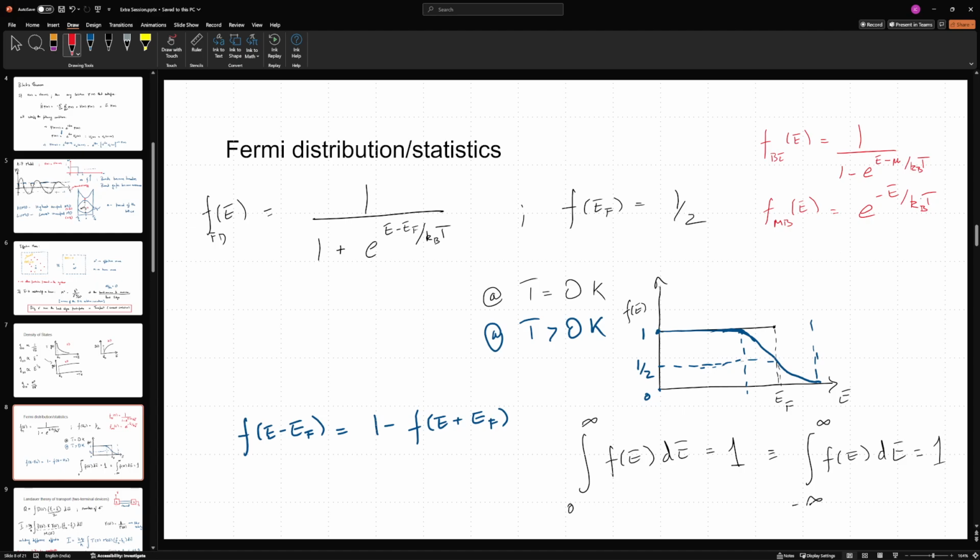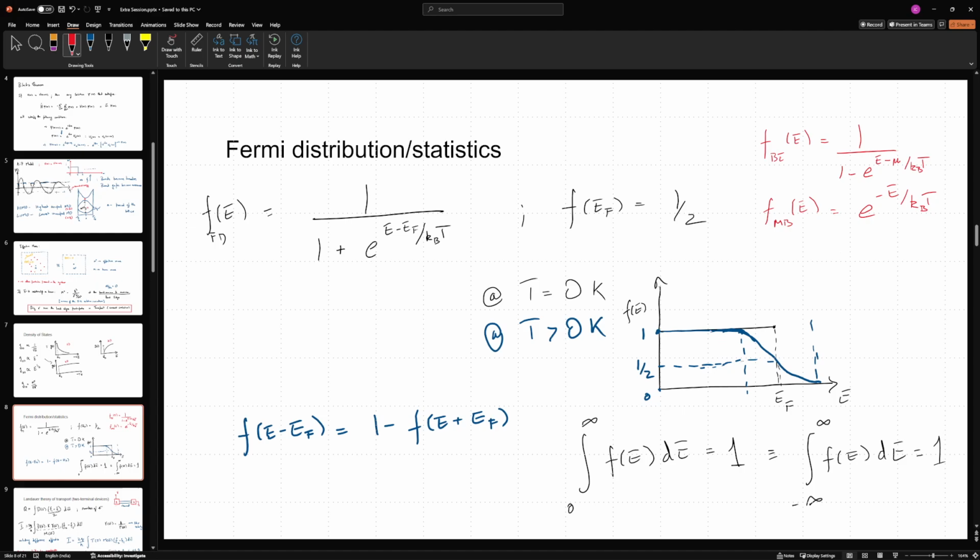Yes, E minus mu divided by kBT. And the Maxwell-Boltzmann distribution is exponential of minus E divided by kBT. Okay, so at T equal to 0, I have the flat curve, which is 1 all the way till the Fermi energy and then immediately drops to 0 above the Fermi energy.